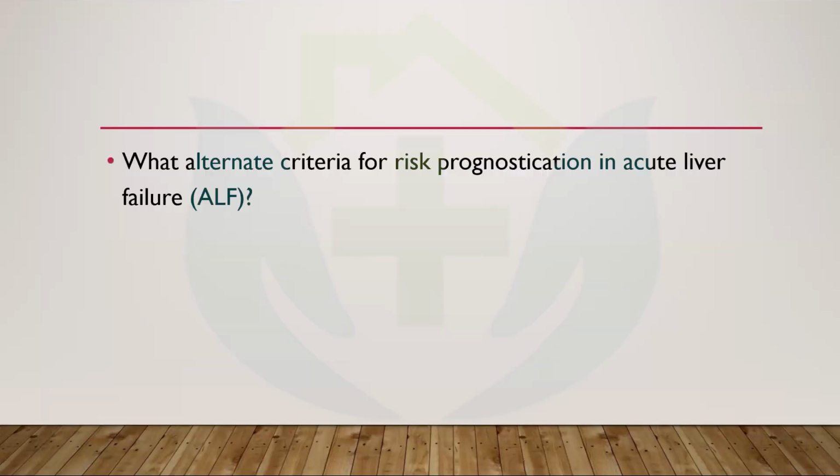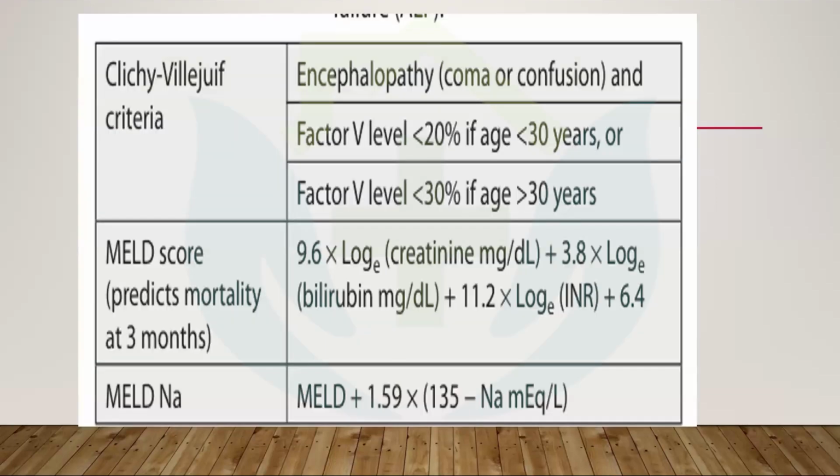What alternate criteria are there for the risk prognostication in acute liver failure? So alternate criteria, there are many given. Clichy's criteria, MELD score, modified MELD score, you can get in the books. Don't try to explain them, just say the names. If the examiner wants that explanation, they will specifically ask you, only then say. Okay, you can say only the names of the criteria.